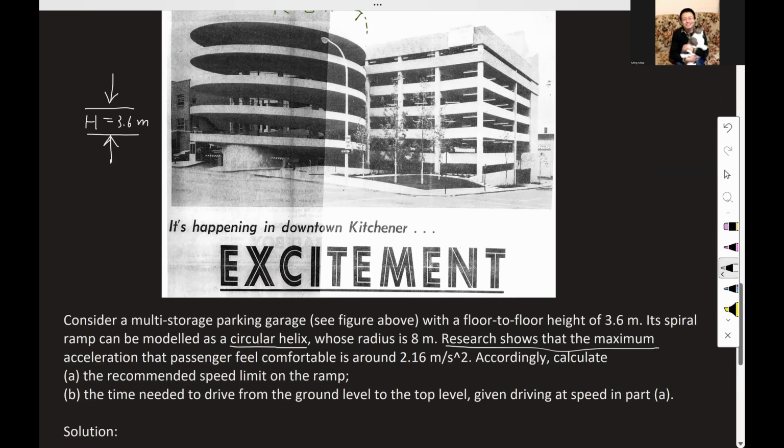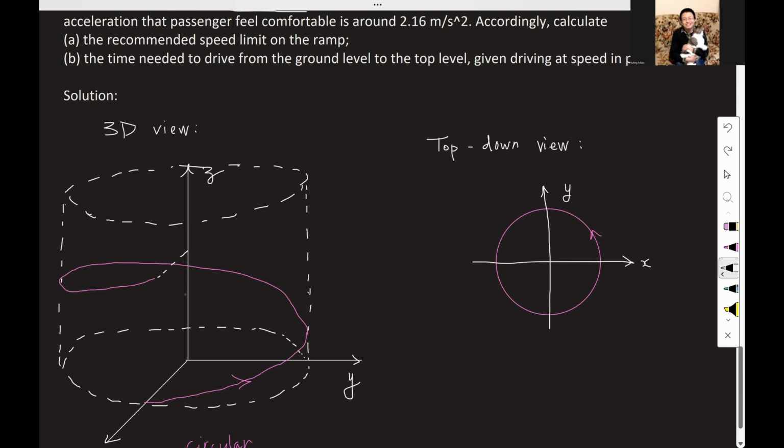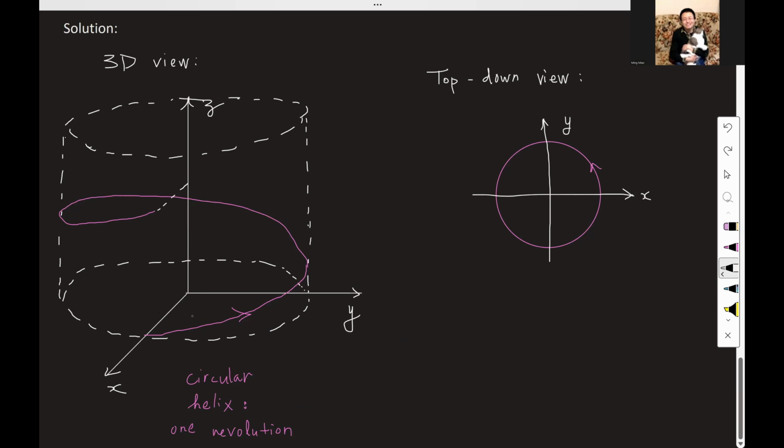Research shows that the maximum acceleration that a passenger would feel comfortable with is around 2.16 meters per second squared. So given these data, we would like to calculate the recommended speed limit on the ramp, as well as the time needed to drive from the ground level to the top level. I've drawn some schematics to illustrate the essential part of this problem. Here's a 3D view of the circular helix in one revolution, and this is the top-down view I was talking about, it's just a circle.